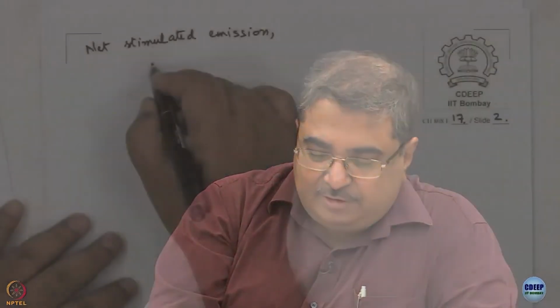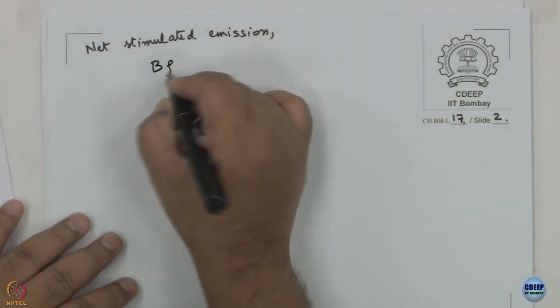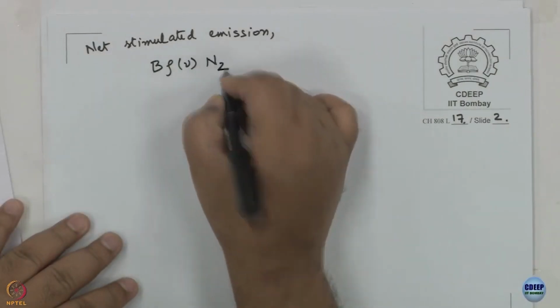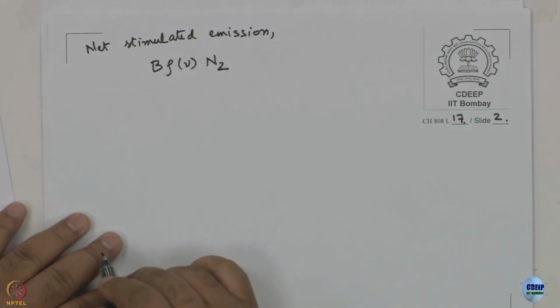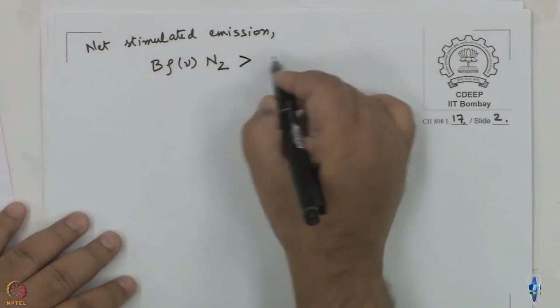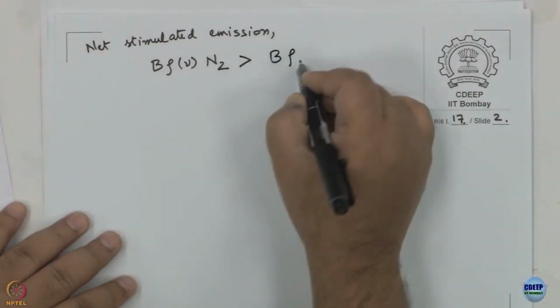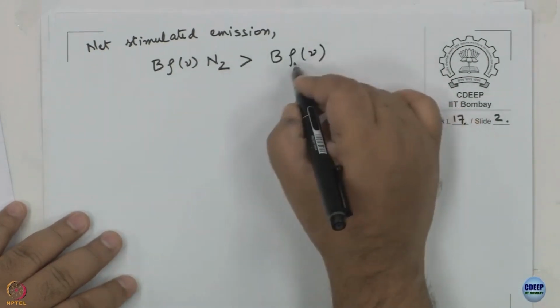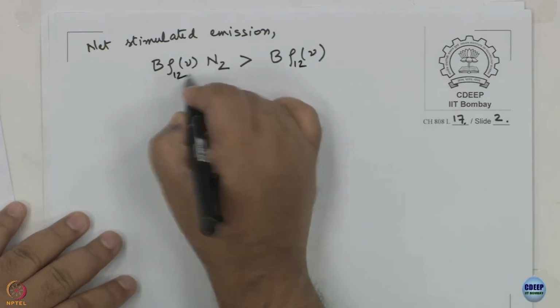So, if you want a laser, what you want is more photons should come out than what is going in, otherwise how will you have light amplification, right? So, in order to have net stimulated emission, the rate of downward transition must be greater than the rate of upward transition. I am not writing 1 2 anymore. Okay.